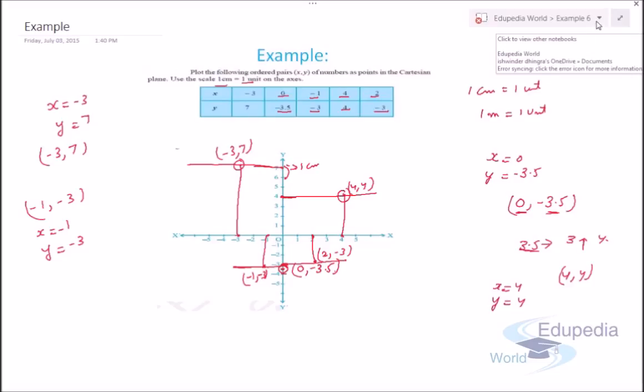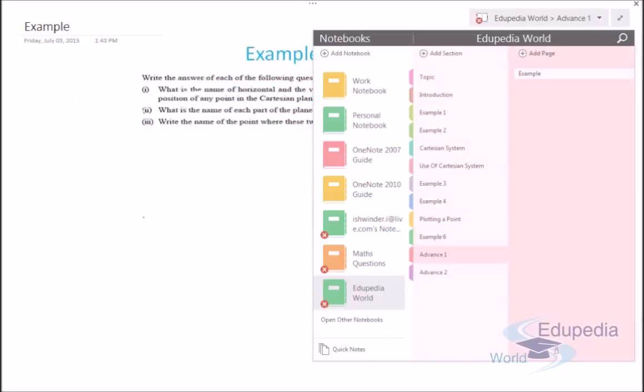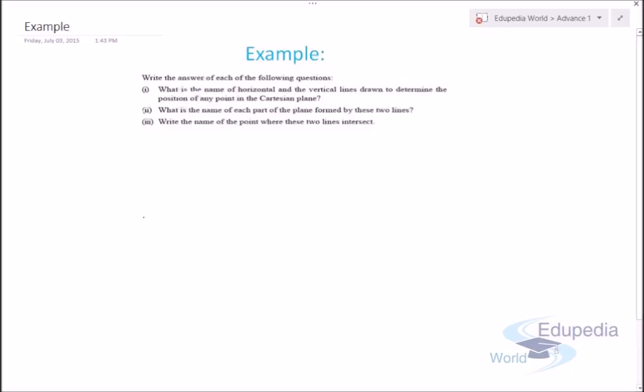So let's see one or two more advanced questions. These types of questions are generally seen in multiple choice questions or in fill in the blanks. So they carry 1 mark, which makes them very important from an examination point of view. So let's discuss it. Now, what is the name of the horizontal line and the vertical line drawn to determine any position on the Cartesian plane? We have a horizontal line, we have a vertical line.